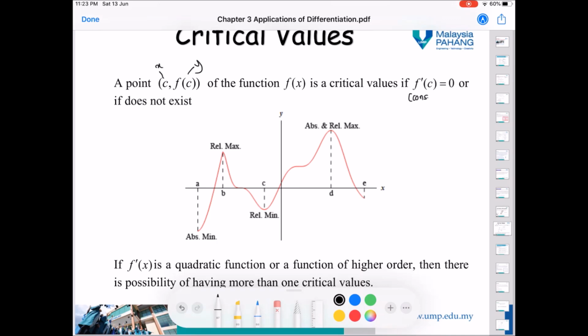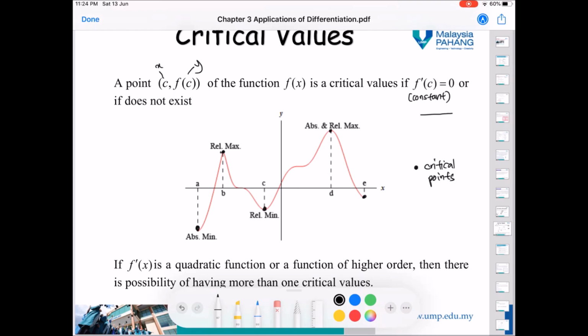If you still remember, as I said before, f'(c) equals 0 means you have a constant slope. So here you can find the maximum or minimum at your critical point. This is your critical point, here is your critical point, C is also your critical point, D is also a critical point, and E is a critical point. So all the dots here are critical points.